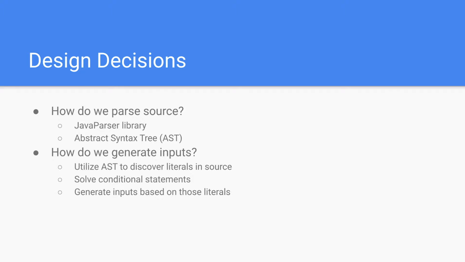So let's talk about our design decisions. We used a Java parser library to parse through the tree. The library allowed us to use a data structure called abstract syntax tree, also known as AST. The AST data structure allowed us to discover string literals, integer literals, while statements, for statements, and if-else statements. We used these literals to generate our input.